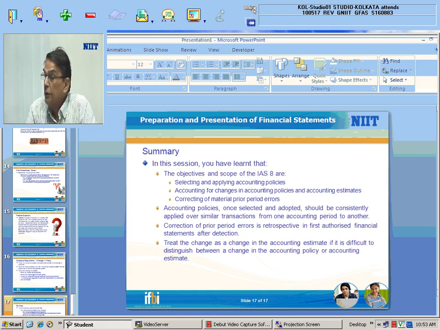And if it is difficult to distinguish whether the change is a change in accounting estimate or a change in accounting policy, we should treat the change as a change in accounting estimate. Then we apply it only prospectively and not retrospectively. So these are the points to remember here.